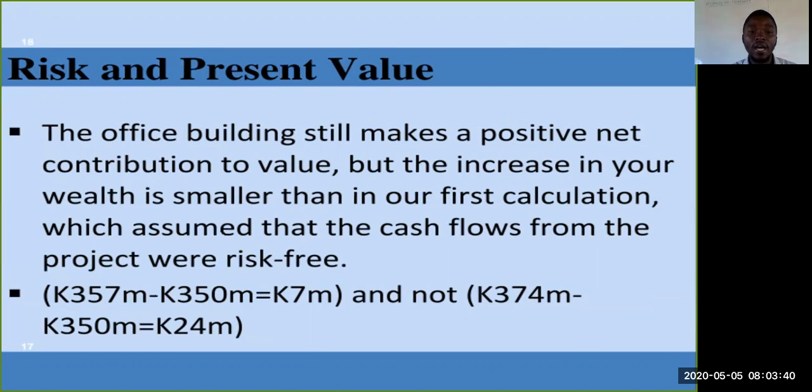But when we attach some risk to that investment, we see that the cash flows were lowered from 374 to 357. And then when we calculate the net present values of the two, we see that the net present value of 374 and 350 gave us 24, and when our interest rate is 12%, the net present value is giving 7 million kwacha.